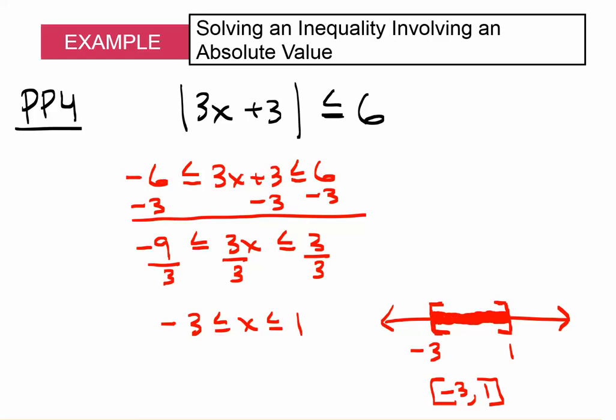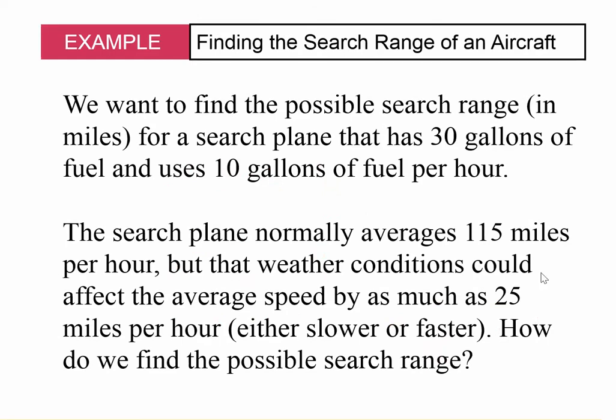All right, so let's have a little bit of time here. Let's see if we can do the word problem here. So we're trying to find the possible search range in miles for a search plane that has 30 gallons of fuel and uses 10 gallons of fuel per hour.